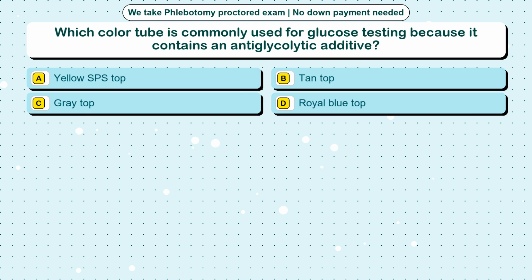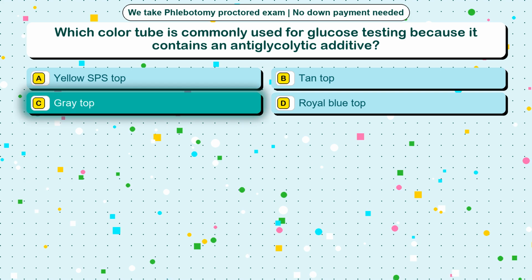Question 44. Which color tube is commonly used for glucose testing because it contains an antiglycolytic additive? Option A, yellow SBS top. Option B, tan top. Option C, gray top. Option D, royal blue top.